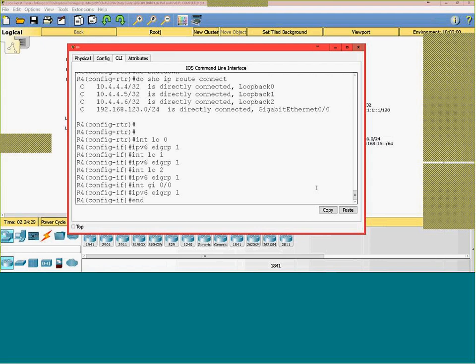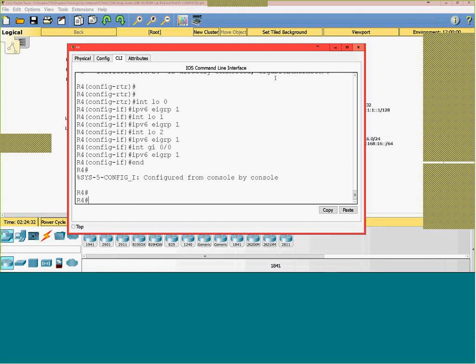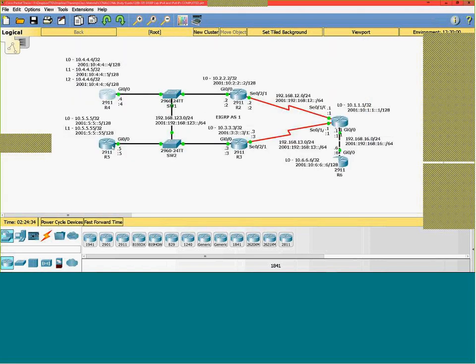All right? So I'm done with router 4. I'm going to go ahead and go into router 5.